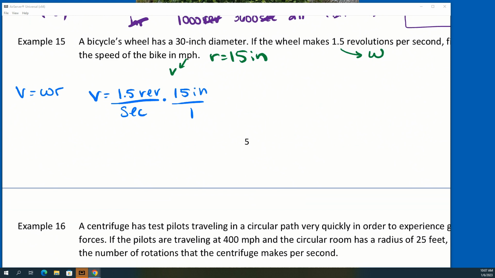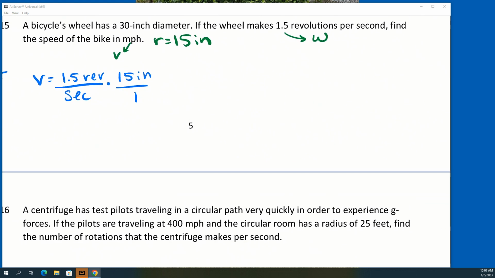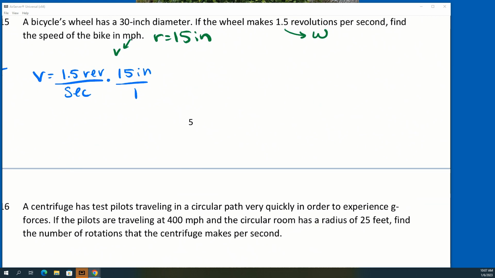But that's just the beginning. All the work from here on is just changing whatever this is, revolution inches per second, to miles per hour. So I'm just going to go ahead and get rid of my revolutions because I don't have any angles in V.